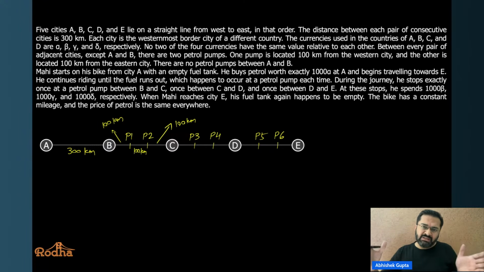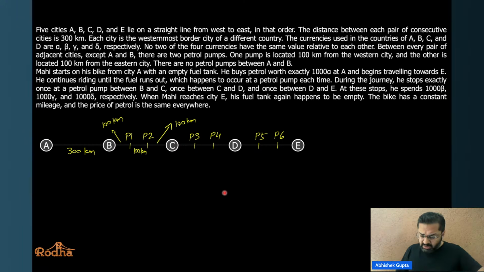If the four currencies carry different values and he put in fuel worth 1000 alpha, 1000 beta, 1000 gamma, 1000 delta, he refueled four times, gave 1000 units each time but in different currencies, and the petrol price is the same, then what does it mean? That he must have got different amounts of fuel every time. Now if he got different amounts of fuel every time, his bike, since it's constant mileage, would travel different distances every time. Now we can use that to solve this. Let us see how we proceed in this.